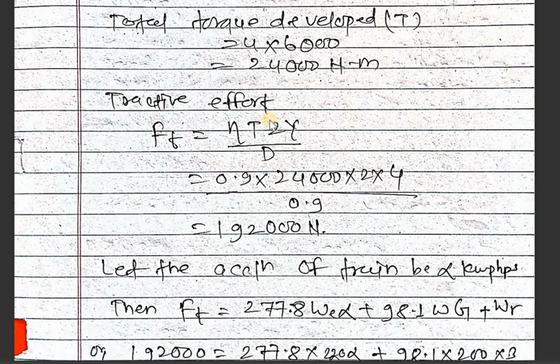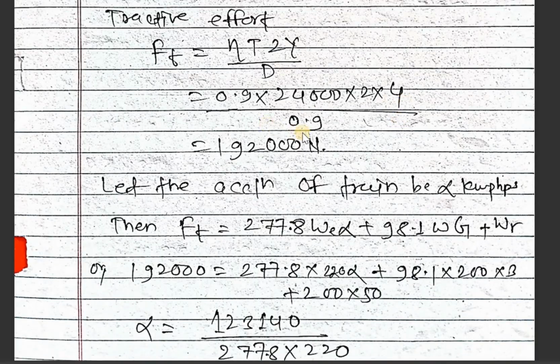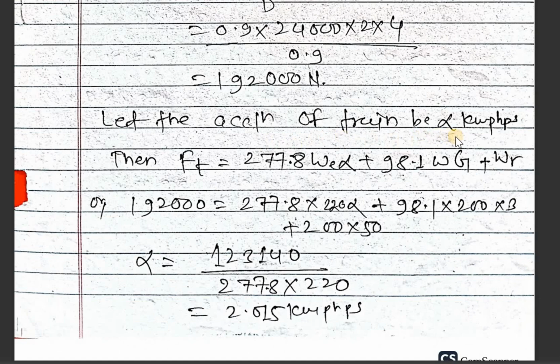And tractive effort we know, Ft equal to eta T into 2 gamma upon D. So value of eta 0.9, torque 24,000, this is from formula 2, and this is the gear ratio. Gear ratio is 4 upon 0.9, that is 19200 Newton. And let the acceleration of train be alpha kilometer.